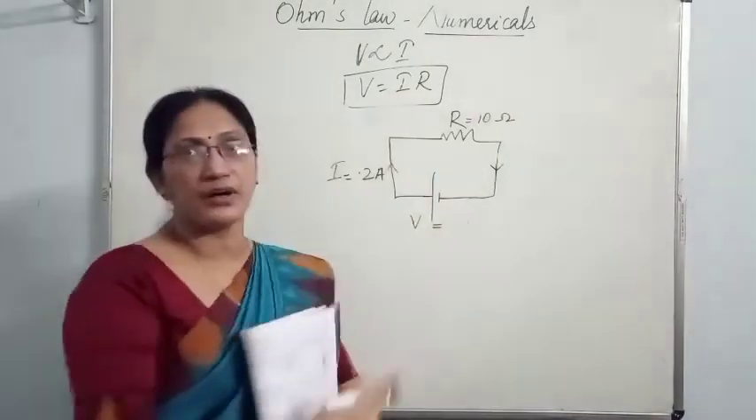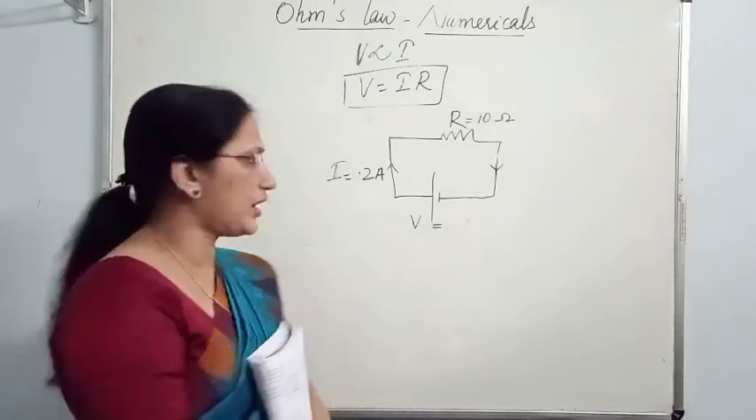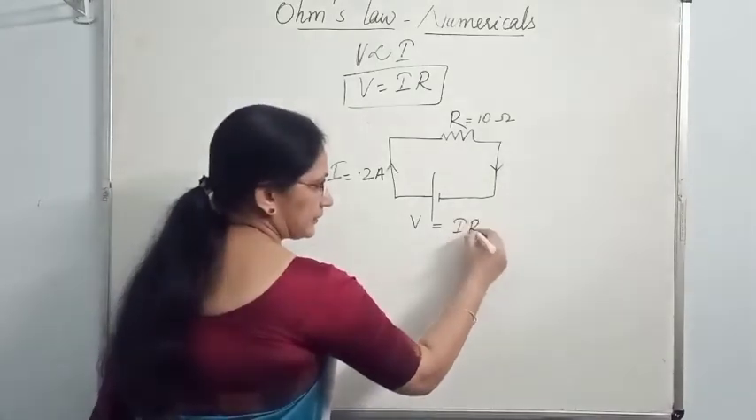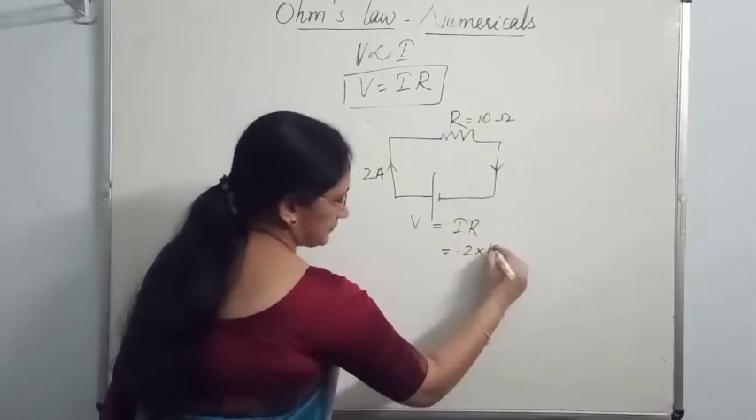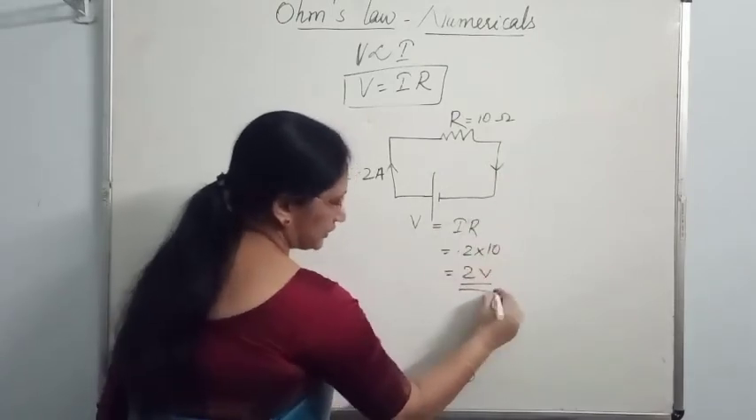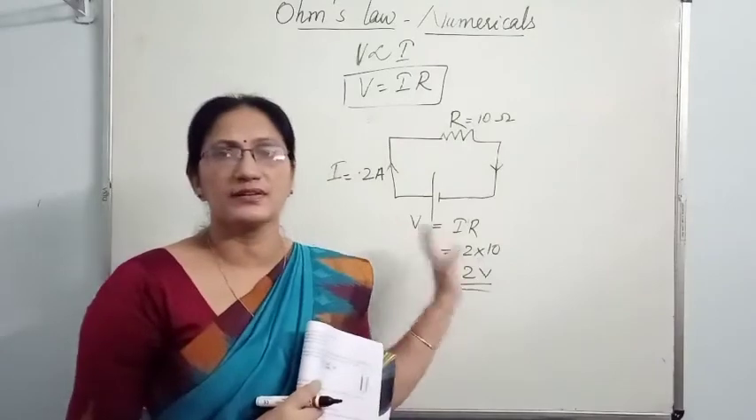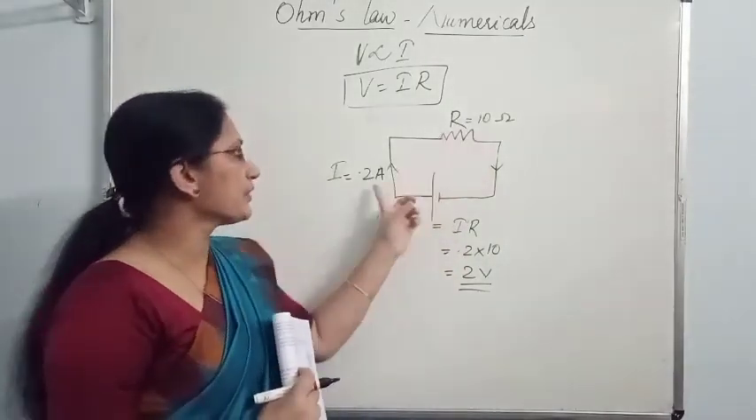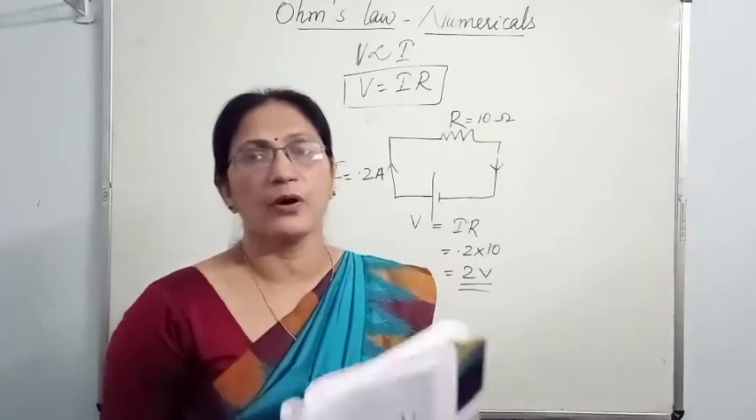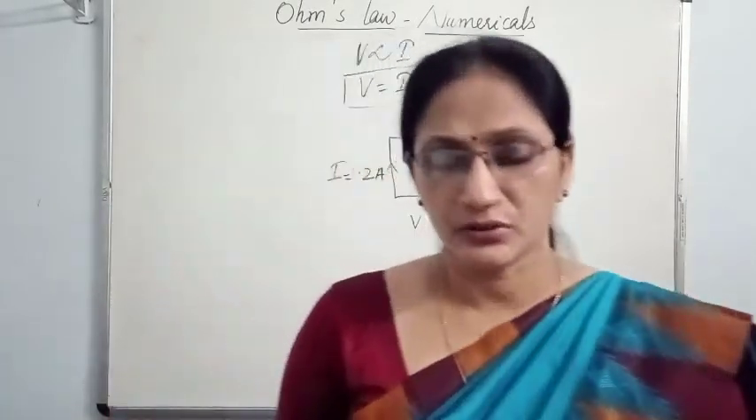Directly apply the formula. V is equal to I into R. I is 0.2, R is 10. That means 2 volt. You must connect a 2 volt cell here across this resistor of 10 ohm. Then there will be a current flow of 0.2 ampere through it.